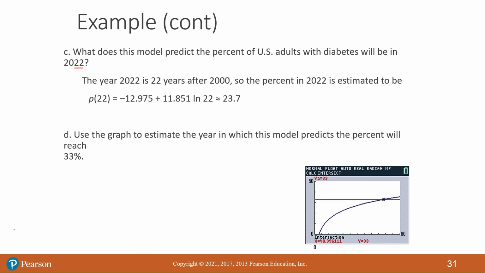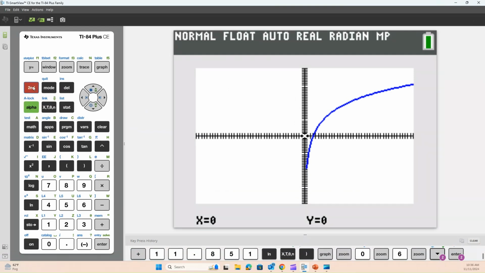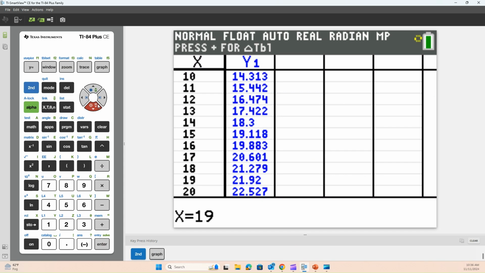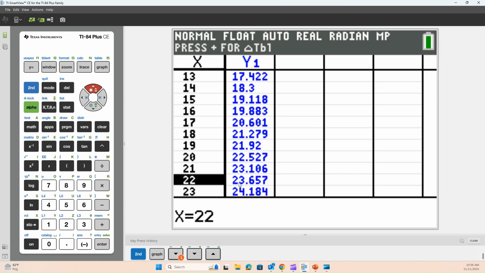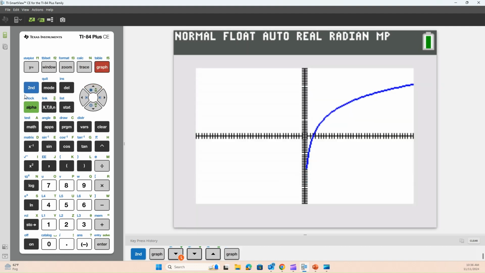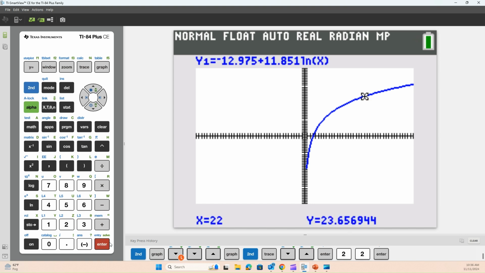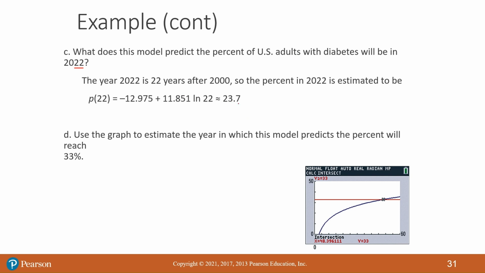The other thing you can do, since you already have it graphed on your calculator, is go second table, and you can scroll down to the x value of 22 and also get the answer this way, 23.657. If you're looking at the graph itself, you could also do second calc value, x equals 22, and hit enter. As long as you can see where x is 22, you can find it, 23.656944. Here, we're just rounding to one decimal place, 23.7.